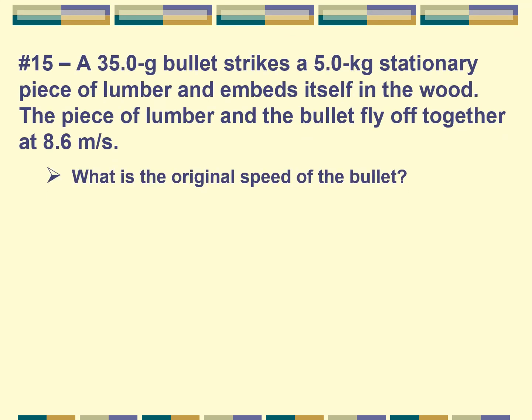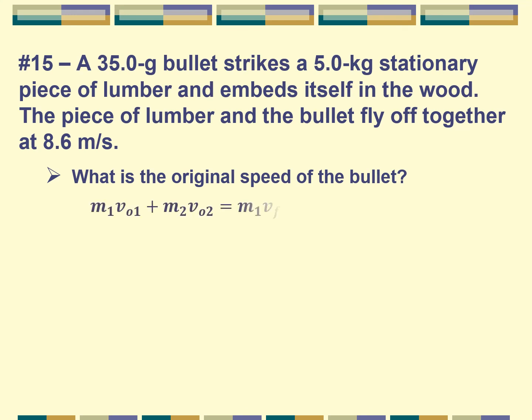In this example, it says that a 35-gram bullet strikes a 5-kilogram stationary piece of lumber and embeds itself in the wood. The piece of lumber and the bullet fly off together at 8.6 meters per second. So what's the original speed of the bullet? So we're trying to look for the initial velocity.